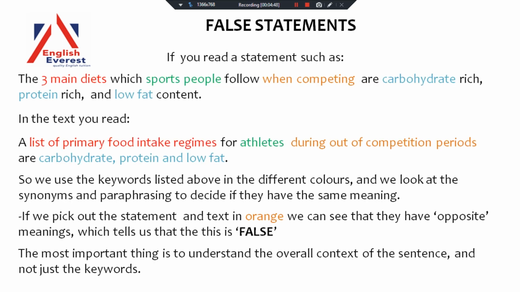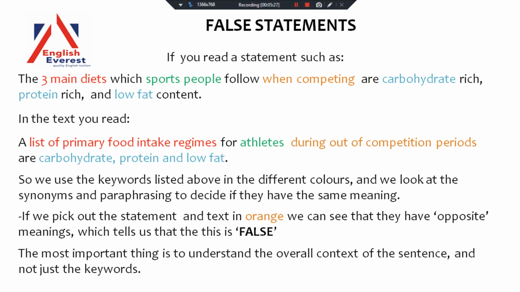For false statements, we're going to look at a different sentence. The three main diets which sports people follow when competing are carbohydrate rich, protein rich and low fat content. This comes from the statement you may read, but in the text it reads as a list of primary food intake regimes for athletes during out of competition periods are carbohydrate, protein and low fat.